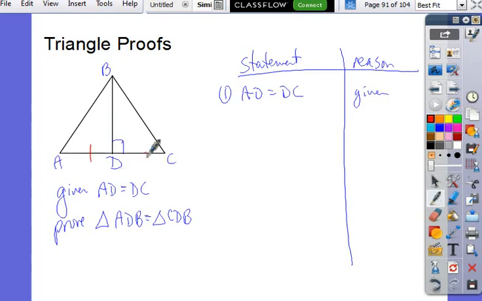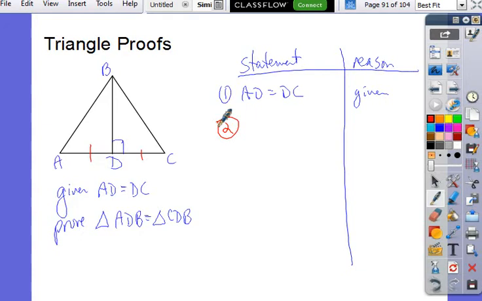AD is equal to DC. All right. Can anybody tell me something else that would work on this? How do we know? Y'all are missing something that we normally talk about. What do we normally, if I was trying to say side angle side or angle side angle, what would I do first on this problem right here?